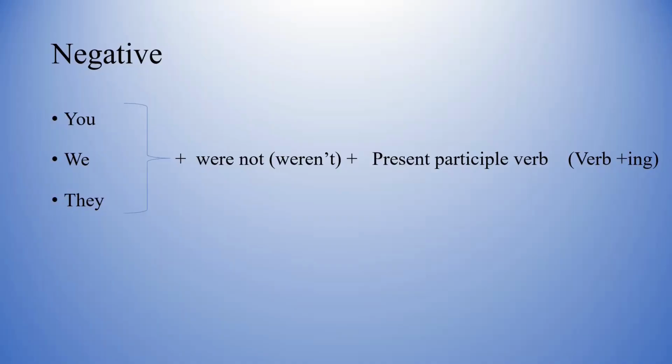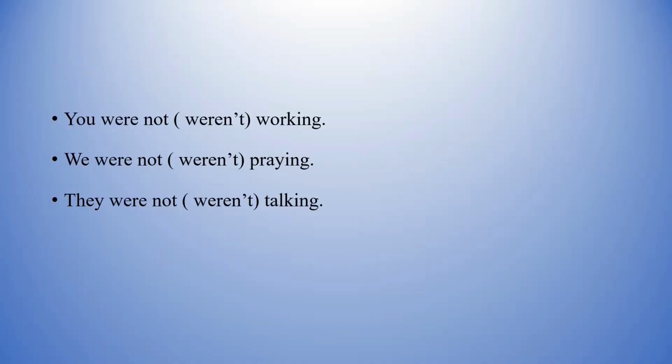Now let's see how to form negative sentences with subjects you, we, and they. We add not, then it is weren't, plus present participle verb. Look at the examples. You weren't working. We weren't praying. They weren't talking.